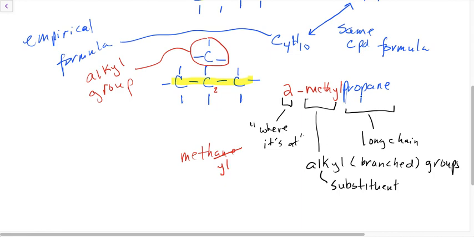So just remember this little jingle. Long chain, extension, where's it at? Long chain, extension, where's it at? If you remember that, you can never go wrong with your isomers.